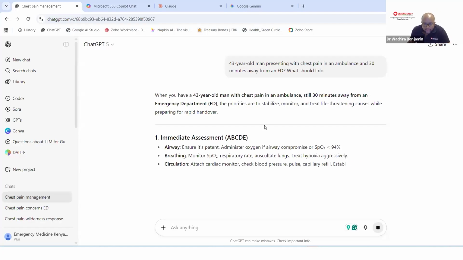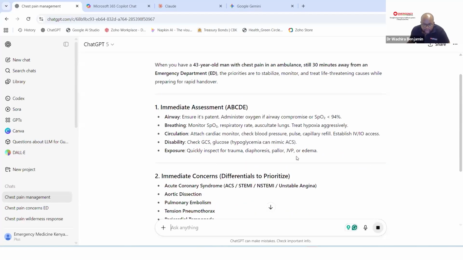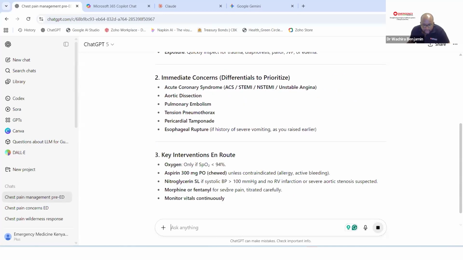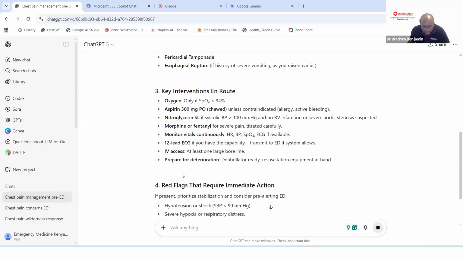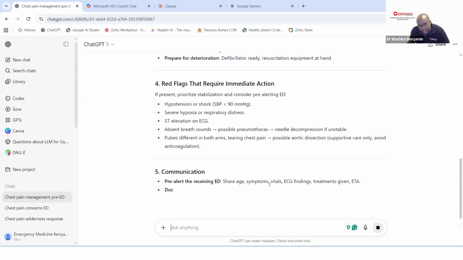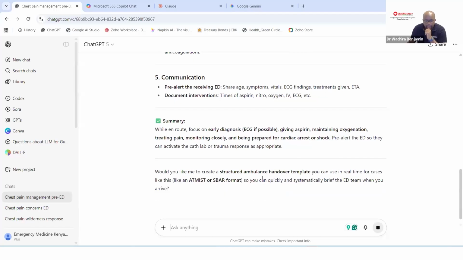Okay, so ABC still: administer oxygen, monitor SpO2, auscultate, treat hypoxia. Circulation: check, hypoglycemia, quickly inspect this. Immediate concerns are aspirin, morphine, fentanyl, ECG, IV access, the usual. Red flags are: pre-alert the ED, share symptoms. All right. Early ECG if possible. Okay.